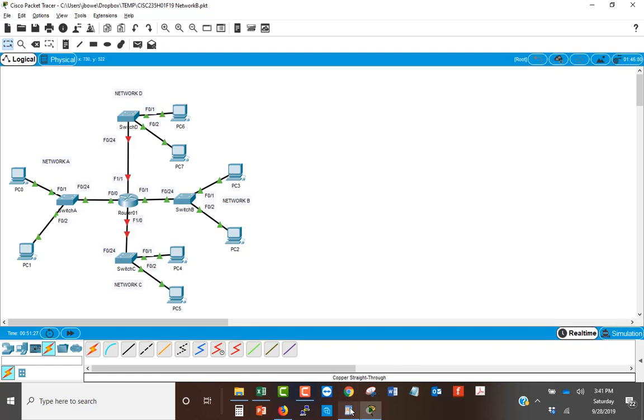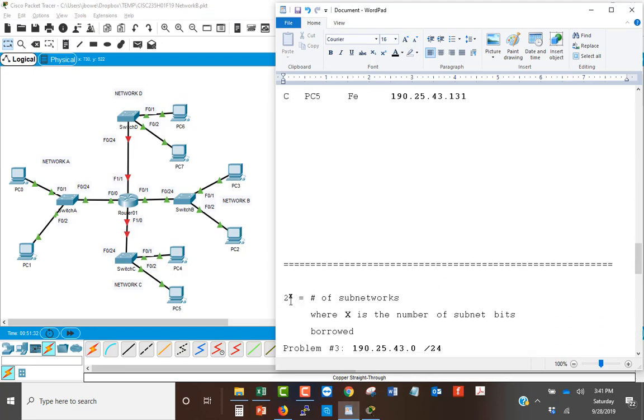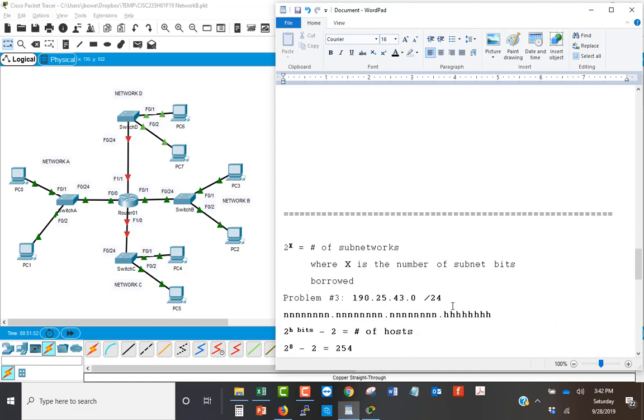All right, so let's bring up our WordPad. And again, I remind you of our formula here: 2 to the x equals our number of subnetworks. So the question we're asking is, how many subnetwork bits do I need to borrow? Again, we're working with the same network ID as before with a /24. We see 24 network bits and 8 host bits. The 8 host bits give me 254, but we're going to subdivide this.